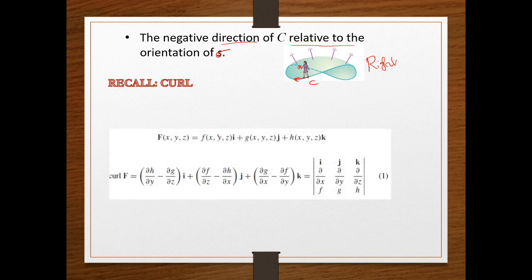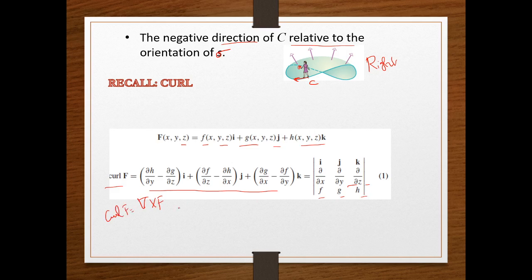So if F of xyz equals f of xyz i plus g of xyz j plus h of xyz k, then curl F is the determinant of i j k, dou by dou x, dou by dou y, dou by dou z, f g h. So that is actually del cross F. Curl F is del cross F.